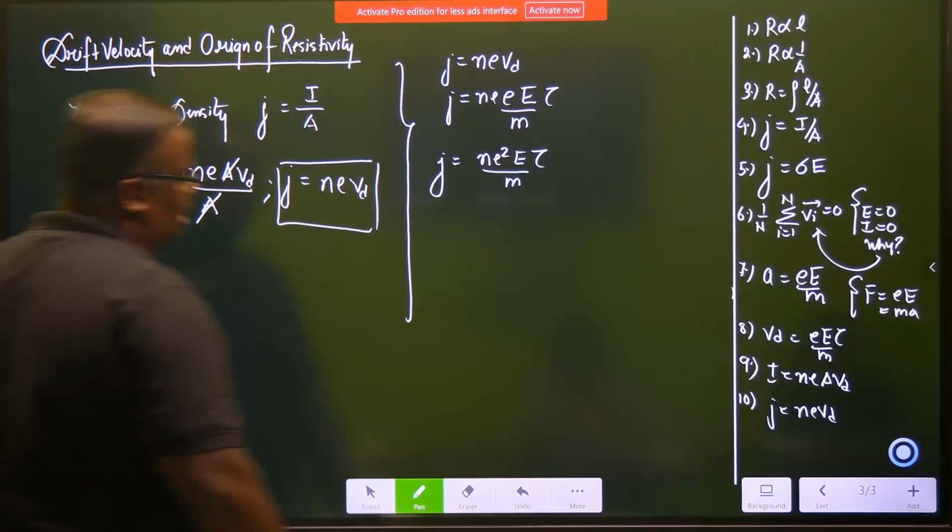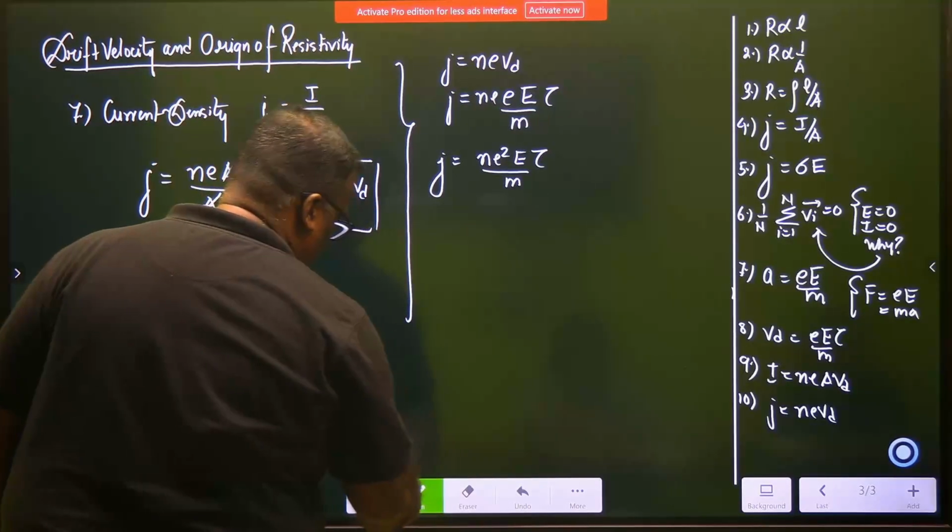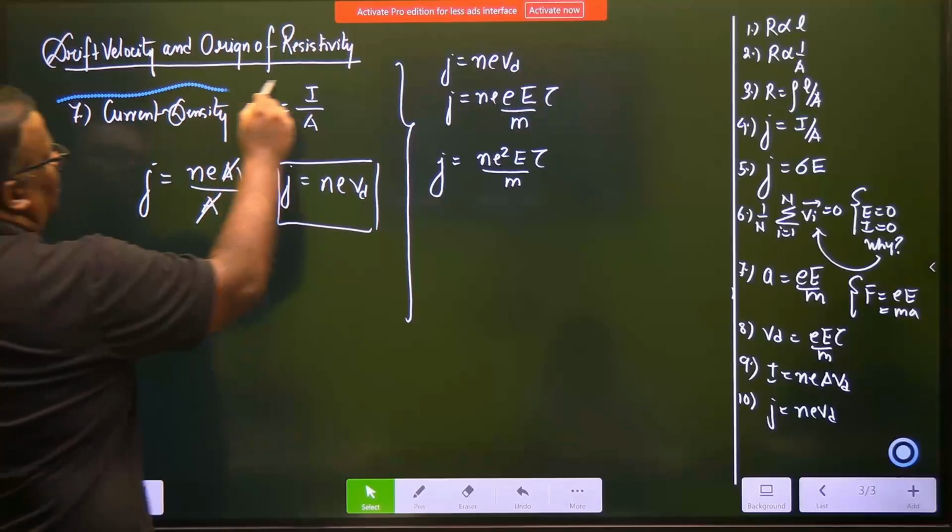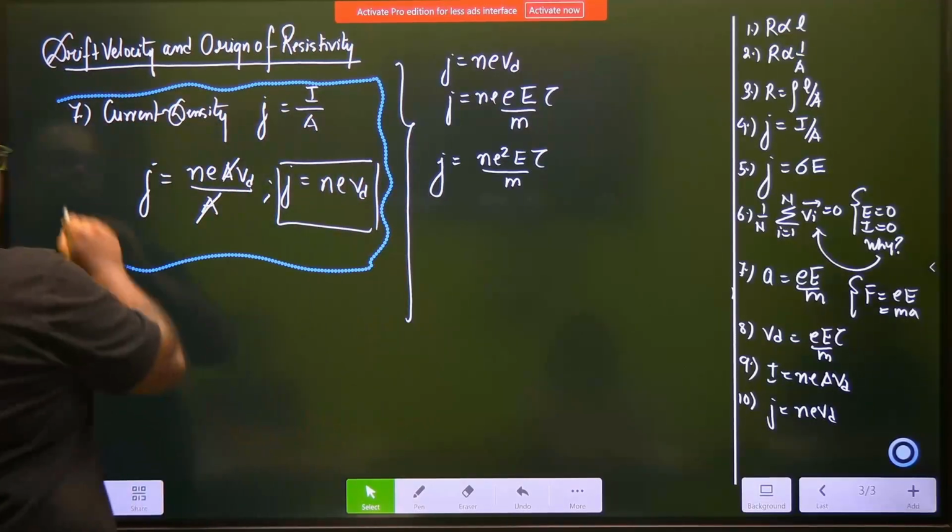Fine. I will just wipe a small portion of it. Give me some time, beta. Little bit of time. I'm just wiping this portion off.